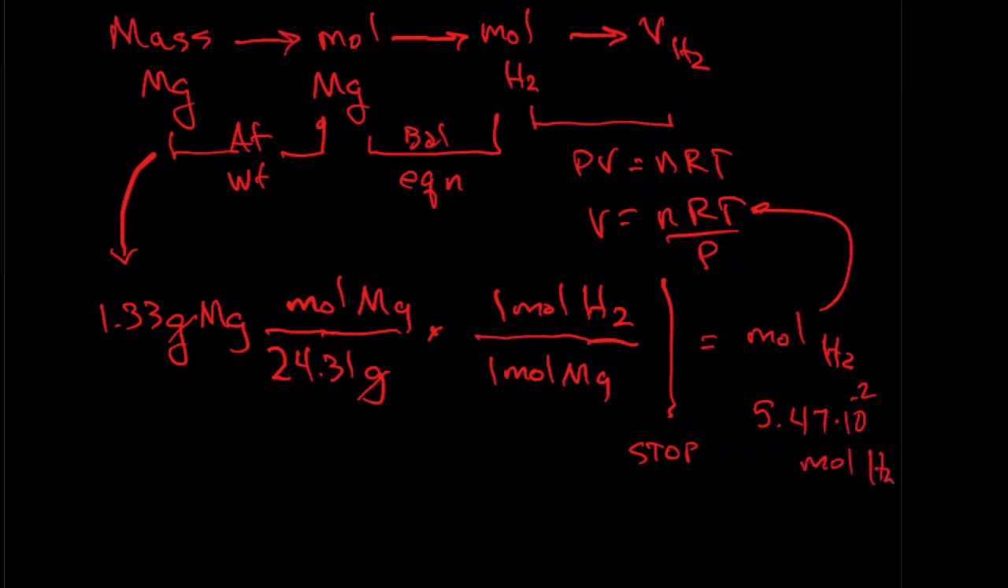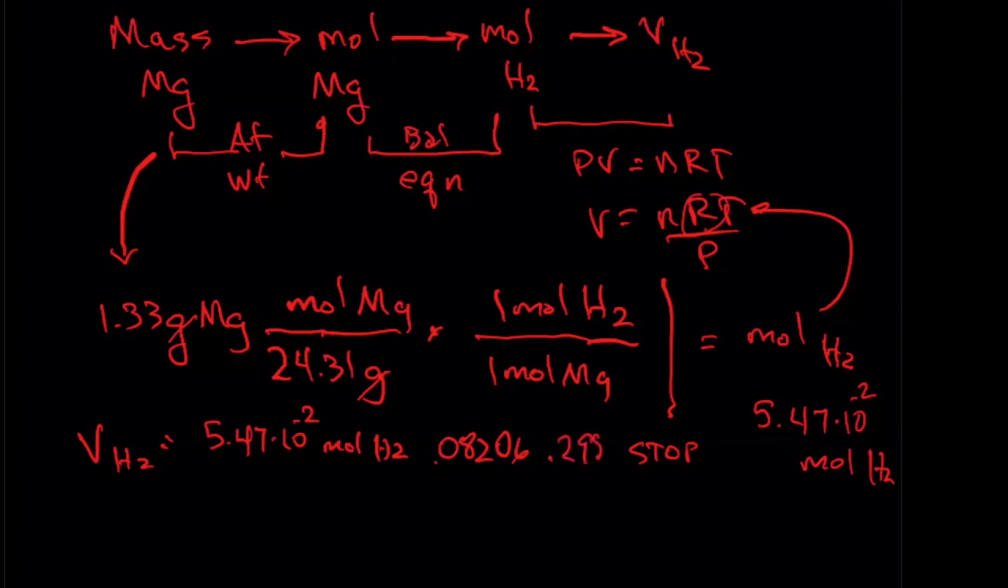Now the volume of hydrogen is equal to the moles of hydrogen, 5.47 times 10 to the minus 2 moles of hydrogen, times R, right here, 0.08206, times temperature. Remember the temperature was 25, so that's 298. Stop there. All over the pressure, and the pressure I said was about 1.12, I believe, atmosphere.